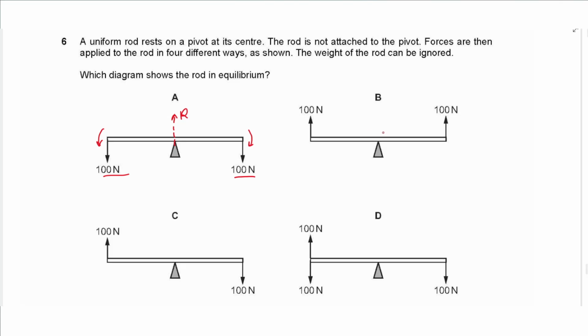But in B we have the 2 forces pulling upwards and the rod is not attached. So the rod will actually move upwards. It will leave the pivot, so this is not in equilibrium. And in C we have a clockwise moment and another clockwise moment. There is no anti-clockwise moment to balance them. In D these forces will cancel out as forces and as moments, and we are left with a clockwise moment and a force downwards. So D is not in equilibrium, C is not in equilibrium, and the answer is A.